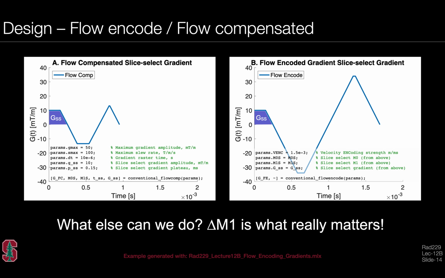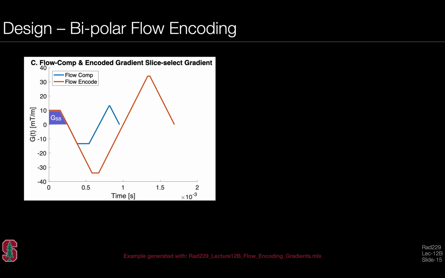So what else can we do? Well, it turns out that if what you really want to do is flow encoding, it's the delta M1 that really matters. So this is flow compensated and this is flow encoded. You can in fact split the flow encoding across both of these acquisitions if you want to. And you could imagine some of this gradient activity could take place and overlap with other flow compensated events, and perhaps that ends up being shorter.